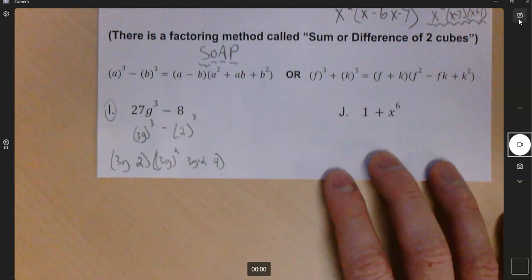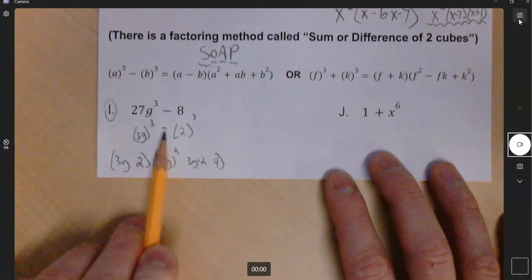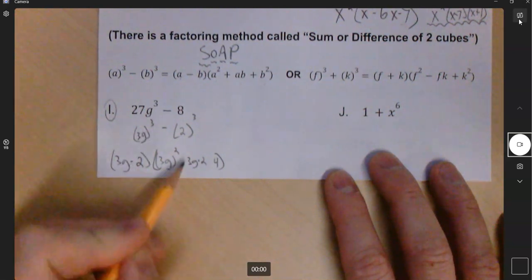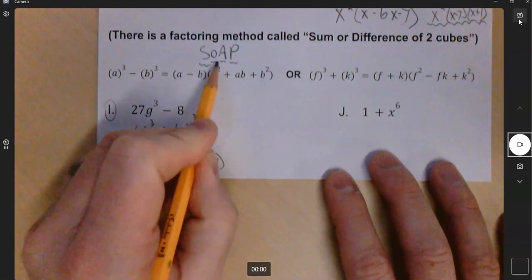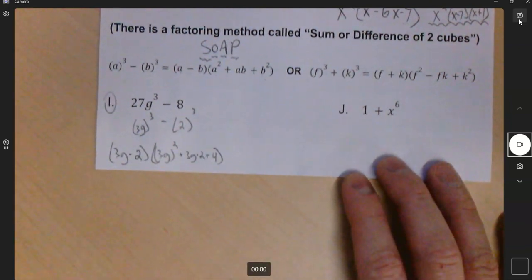So now let's do SOAP. I need to figure out my sign. This sign is always the same as the sign in the problem. So minus. The next one is opposite. So that has to be a plus. And the last one is always positive. Same, opposite, always positive. Let's clean this up a little bit here.